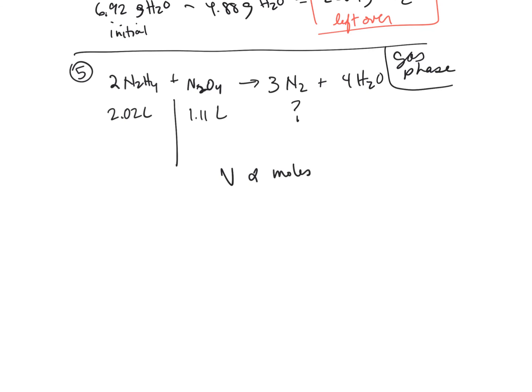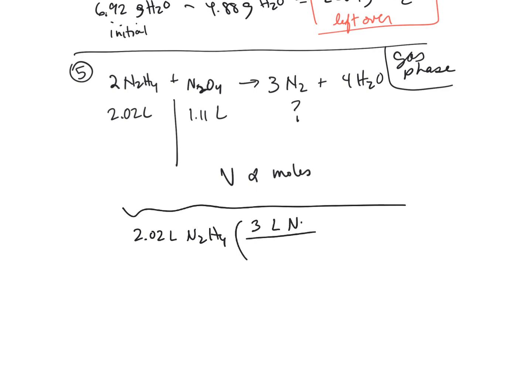So you could use the volume 2.02 liters and calculate the volume of N2. Then use the volume 1.11 liters and calculate the volume of the N2. Pick the smaller of the two, and that would be the volume. And that's because of Avogadro's law. Okay, so that's the plan. We're going to take 2.02 liters of N2H4, and we're going after the N2, so it's 3 liters of N2 for every 2 liters of N2H4. You see what I did there?